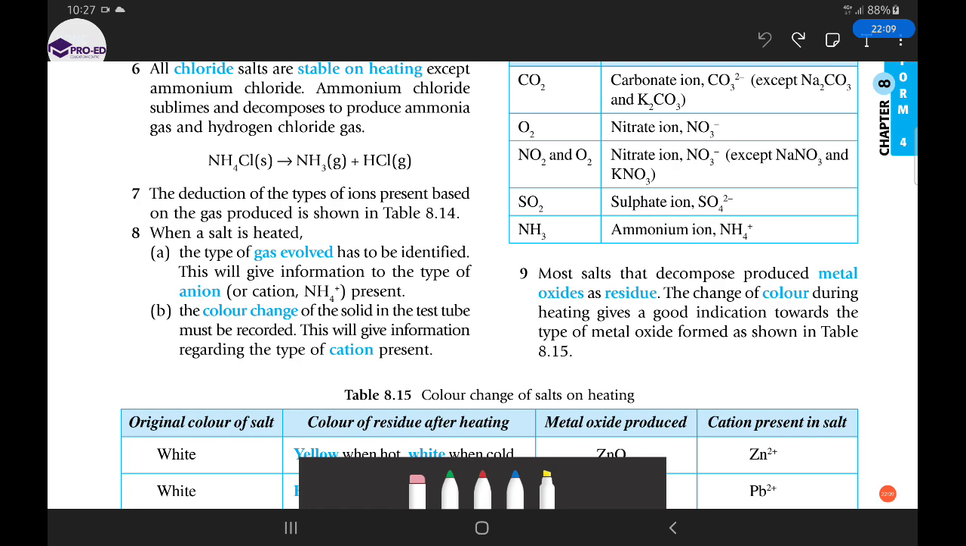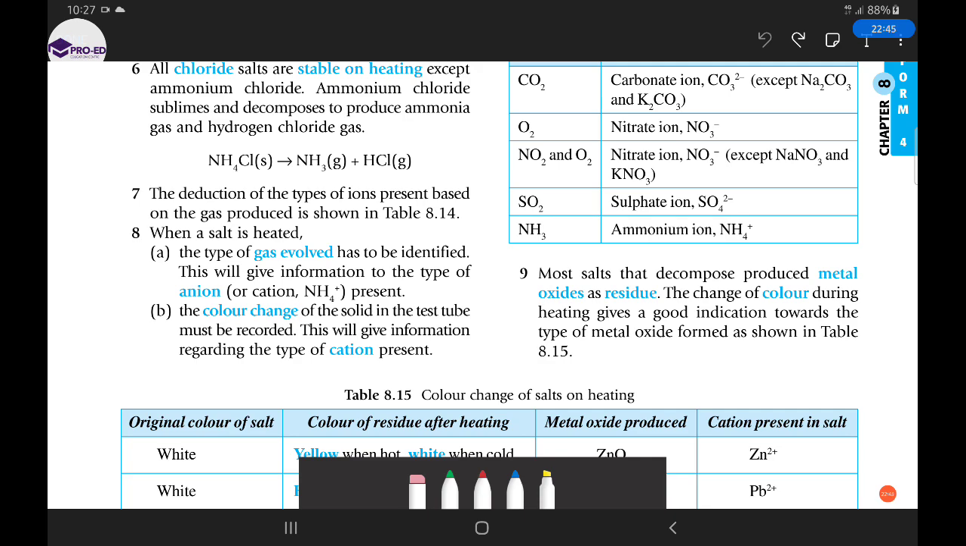Let's move on to the last salt. This last group of salts is chloride salts. So number 6 here, all chloride salts are stable on heating except ammonium chloride. So all chloride salts are super stable, except one is not very stable, and that is ammonium chloride. Ammonium chloride sublimes and decomposes to produce ammonia gas and hydrogen chloride gas. Again, just to make it very clear, all chloride salts, you heat them up, they are extremely stable. That means they won't even break down.